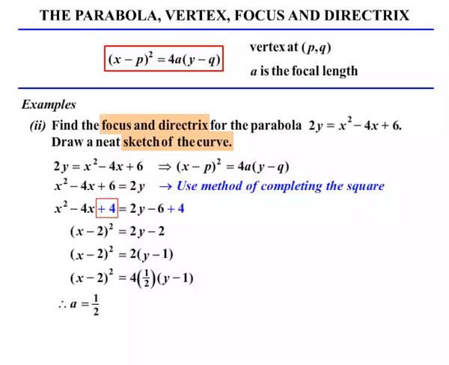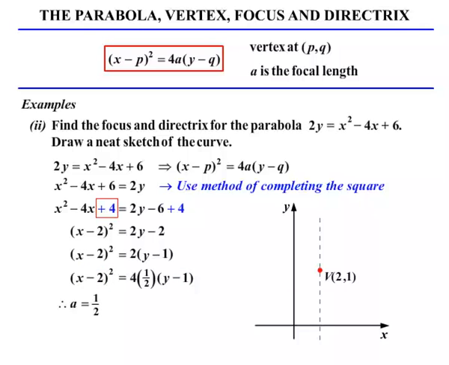Well, firstly, we'll draw the sketch of the curve. Okay, so even though the question asks for the focus and directrix first, the sketch of the curve is the most important thing to help you find everything. So what have we got? The minus 2 and the minus 1. Remember, with the vertex, we do opposites, so the vertex will be 2, 1.